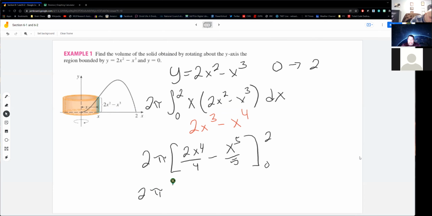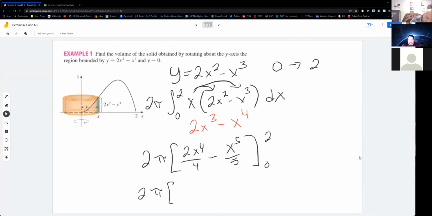Hey, Professor, how did we get to 2x cubed minus x to the fourth? I just distributed the x. Oh, wow. Sorry. That's okay. I did it quick, so it's fine. And I don't think I actually said I distributed the x. I just wrote it.